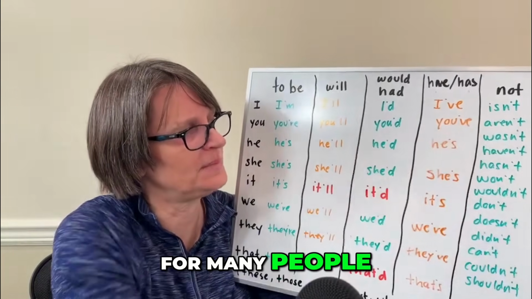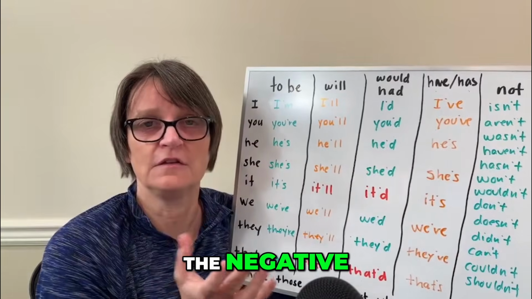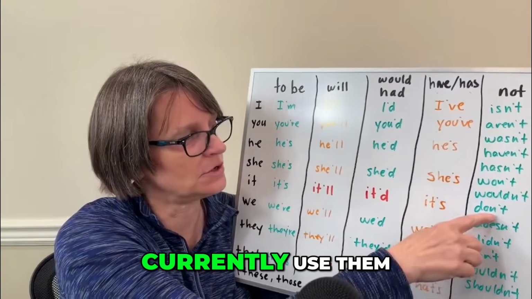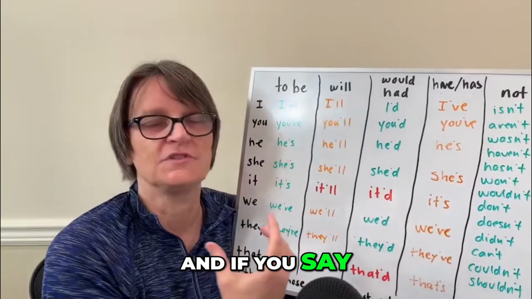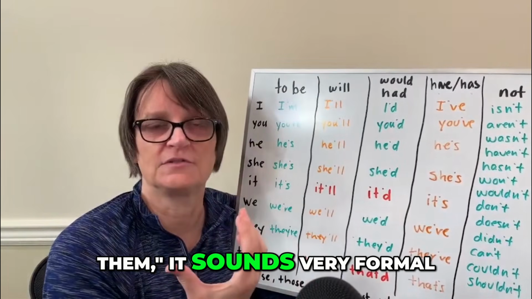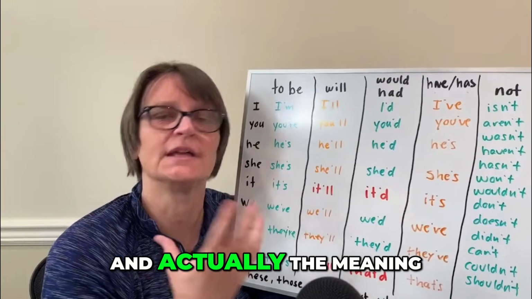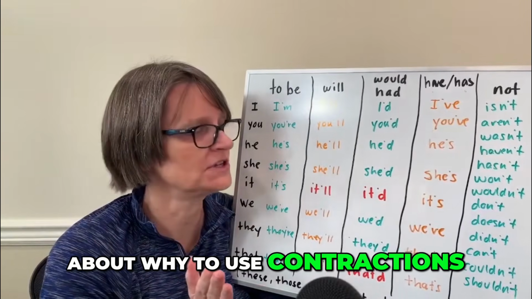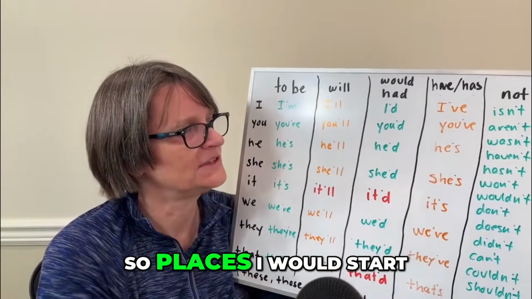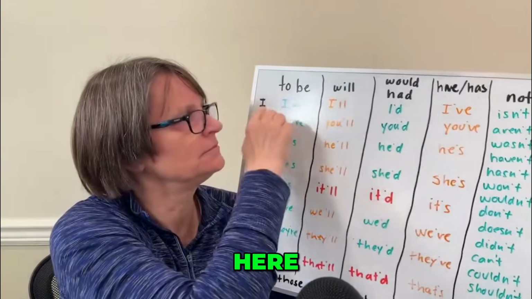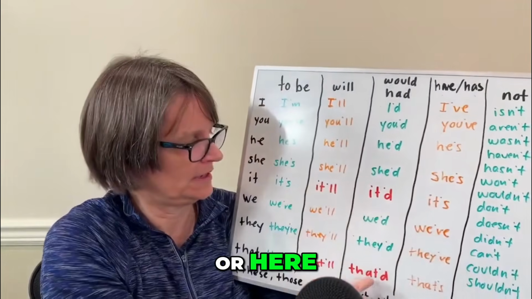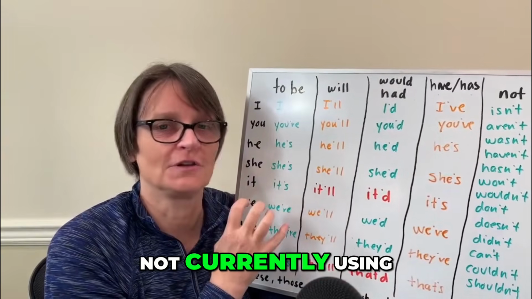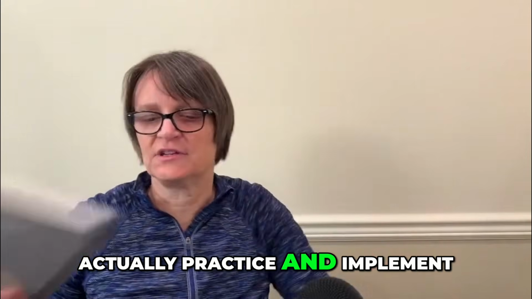Also, for many people, using the negative, the not contractions is an important place to start, because you don't currently use them. And if you say, I do not use them, it sounds very formal, very stiff, and actually the meaning changes a little bit. So we'll get into that when we talk about why to use contractions. So places I would start: here, here, or here, or any place that you find a contraction that you know you're not currently using. How to actually practice and implement?